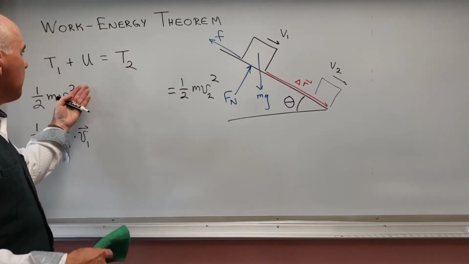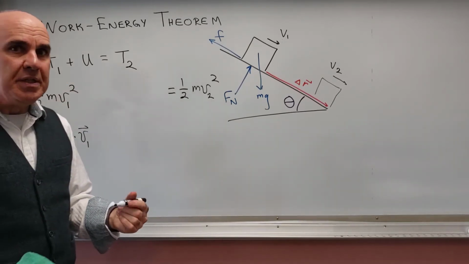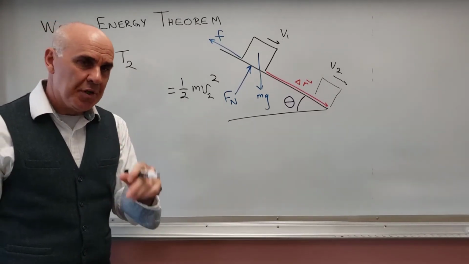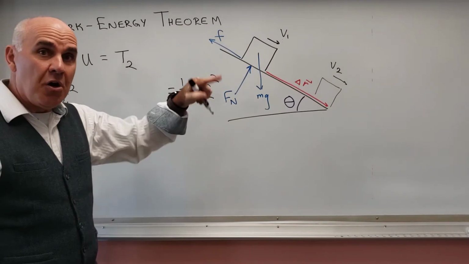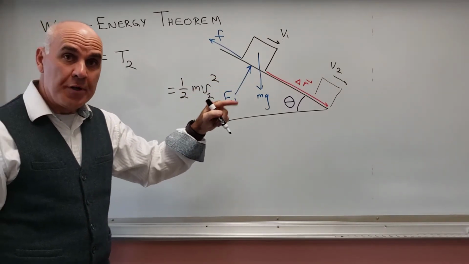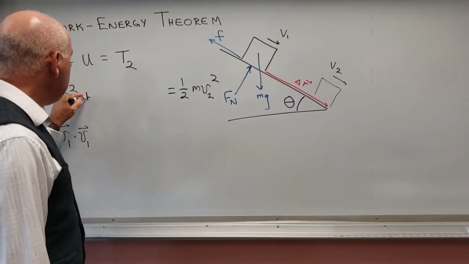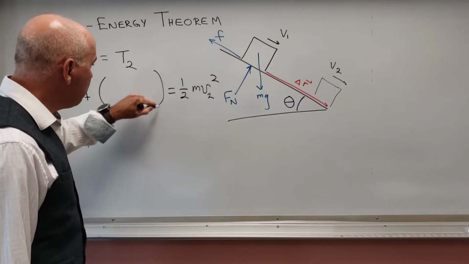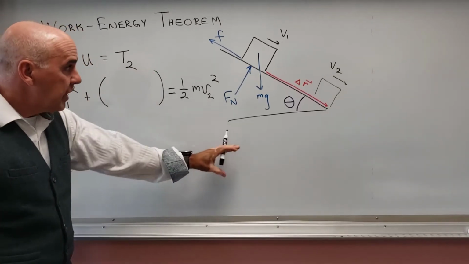But what about the work here, the U? What's the work being done? Well, we've got to be careful. It's net work. I have 3 forces. All 3 of these could be doing work. Okay, so I'm going to add in here the net work. I'm just going to put that big parentheses there and I'll work down here.